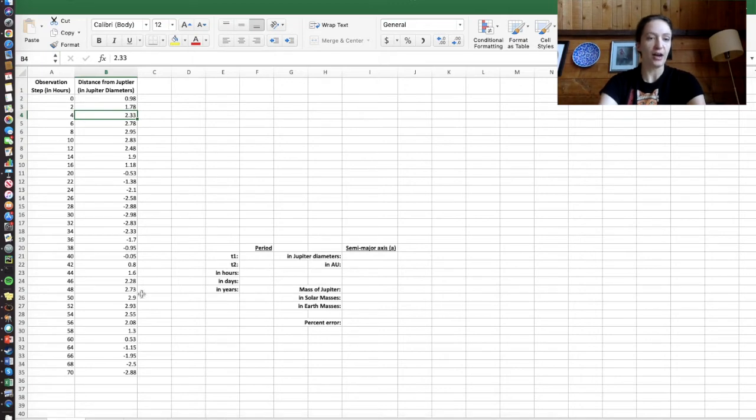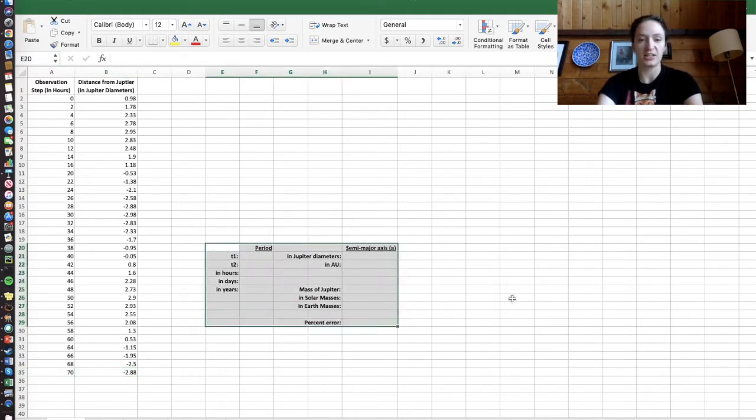So anyway, you have your data here in these 2 columns. This is what you'll be mainly working with. Then over here, you have a big chunk of text, and this is where you're going to be inputting all of your calculations. And then you'll be using these calculations to answer the questions in the lab.